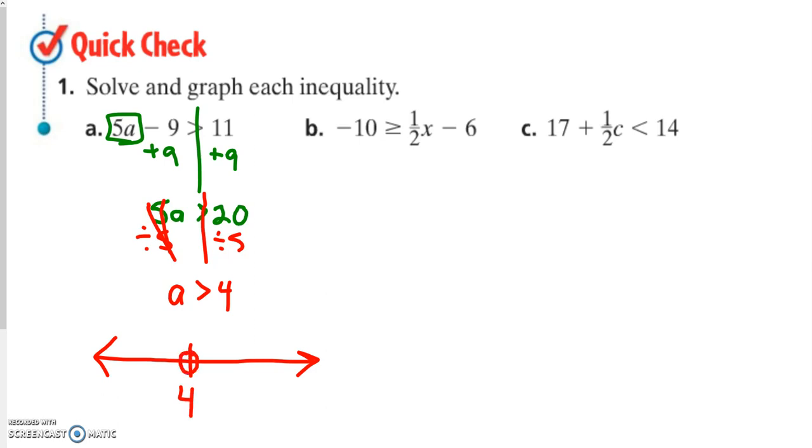Open dot, a is greater. So I need numbers up here like 5, 6, 12, 24. So you're going to try letter B and then check back and see how it goes.